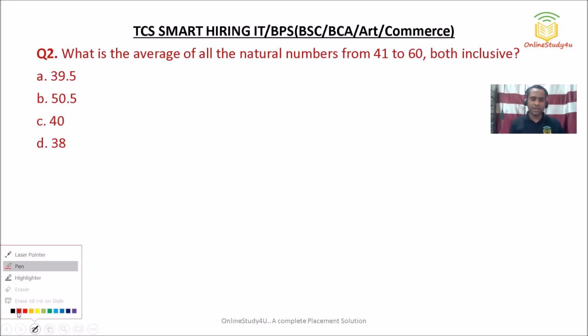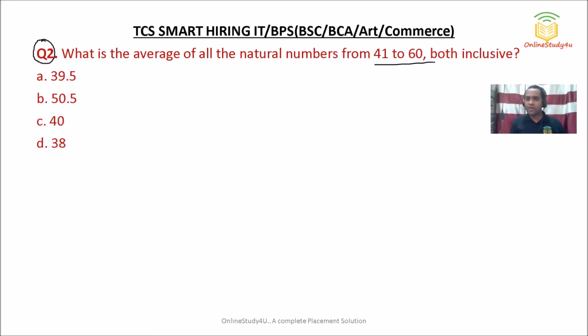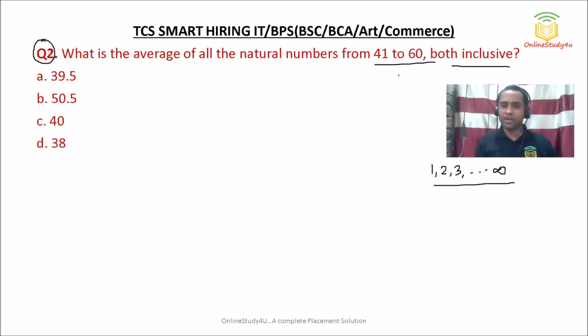Now, friends, question number 2. What is the average of all the natural numbers from 41 to 60, both inclusive? So friends, natural numbers start from 1, 2, 3, and so on till infinity. So what is the average of all the natural numbers from 41 to 60? Basically we have 41, 42, 43 until 60.